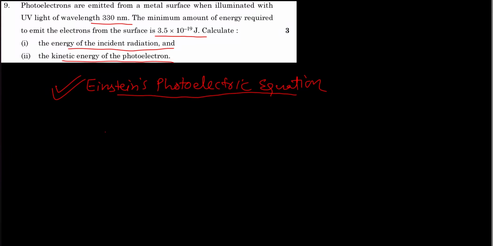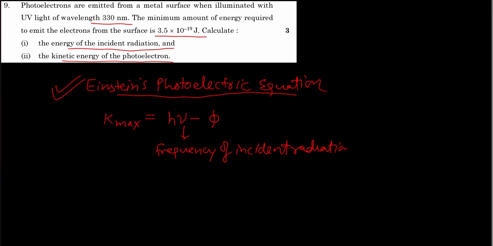It says that the maximum kinetic energy of electrons emitted from a photo surface is given by K max equals h nu minus phi. Here nu is the frequency of incident radiation, h is Planck's constant, and phi is the work function of the metal, and K max is the kinetic energy.